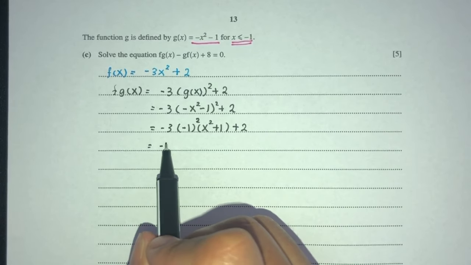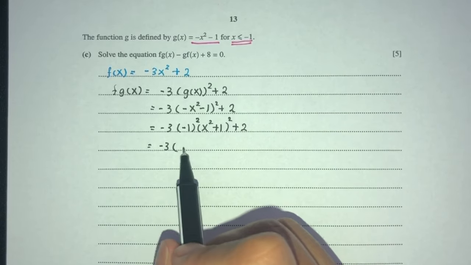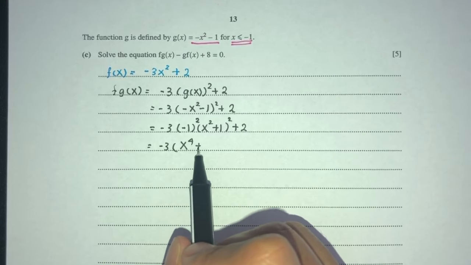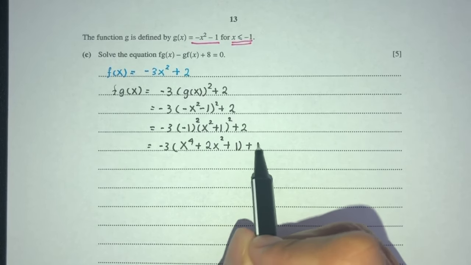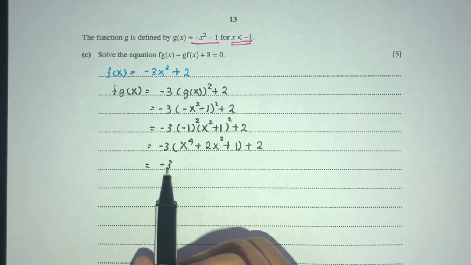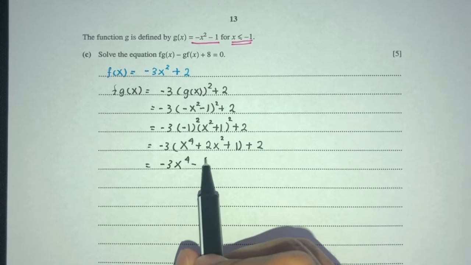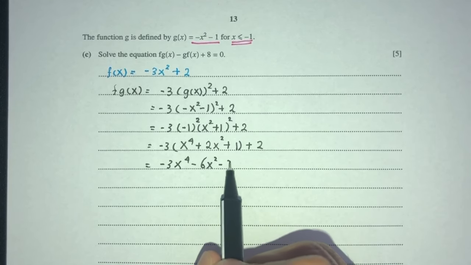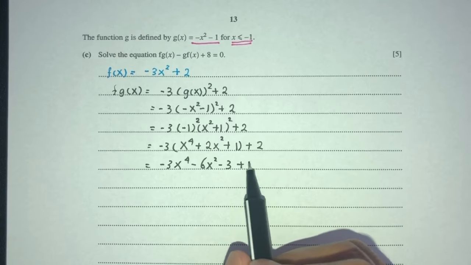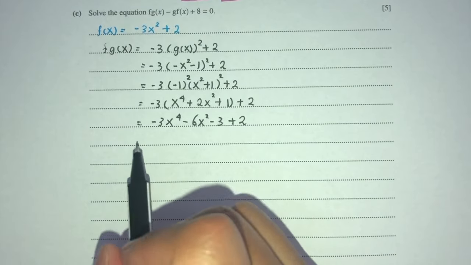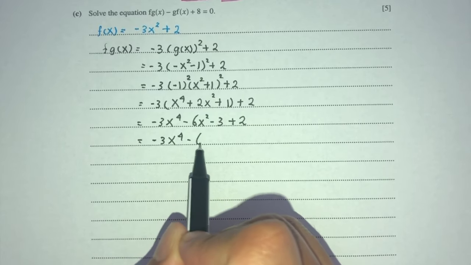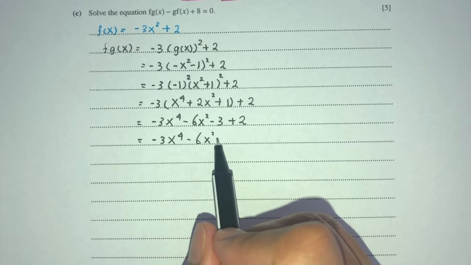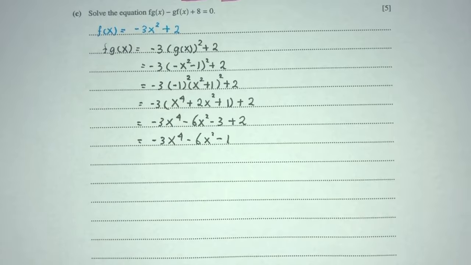That will become minus 3 times, that should become x power 4 plus 2x power 2 plus 1, plus 2. That should become minus 3x power 4 minus 6x power 2 minus 3 plus 2. So finally, if you were to simplify again, it should be minus 3x power 4 minus 6x power 2 and minus 1. That's the first value.